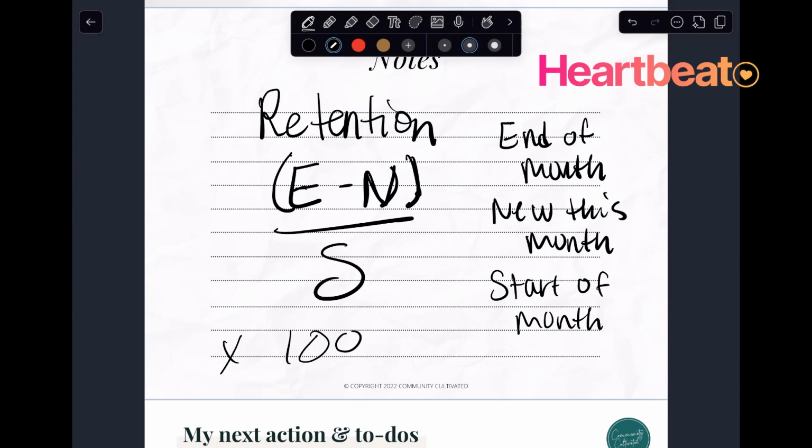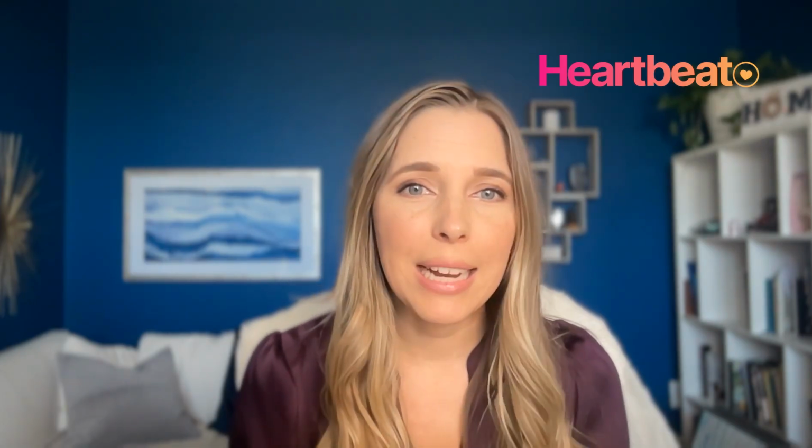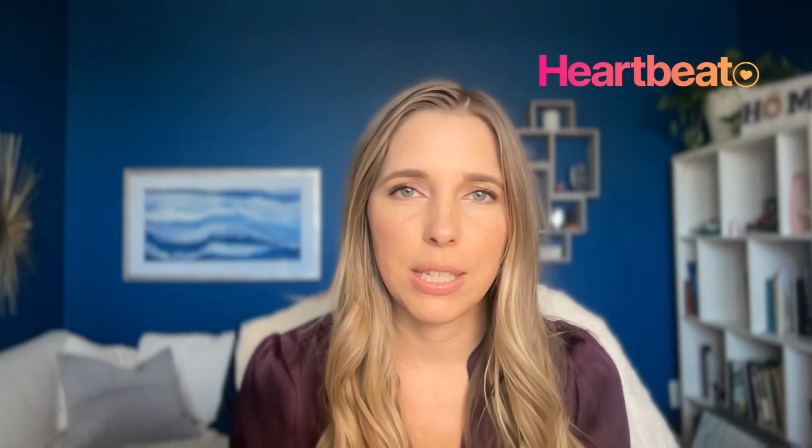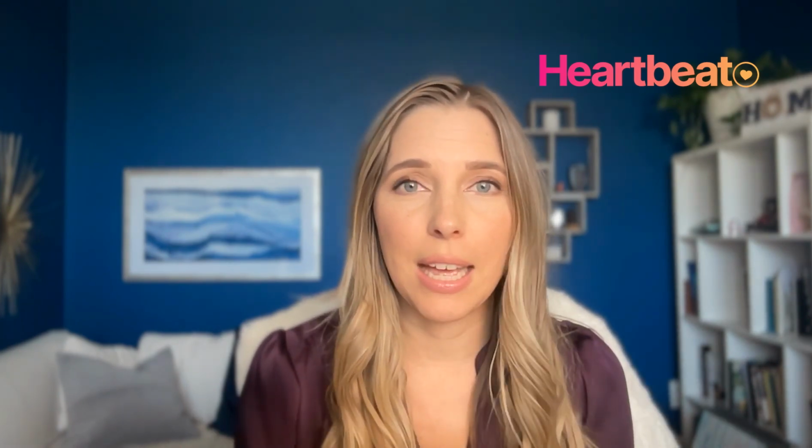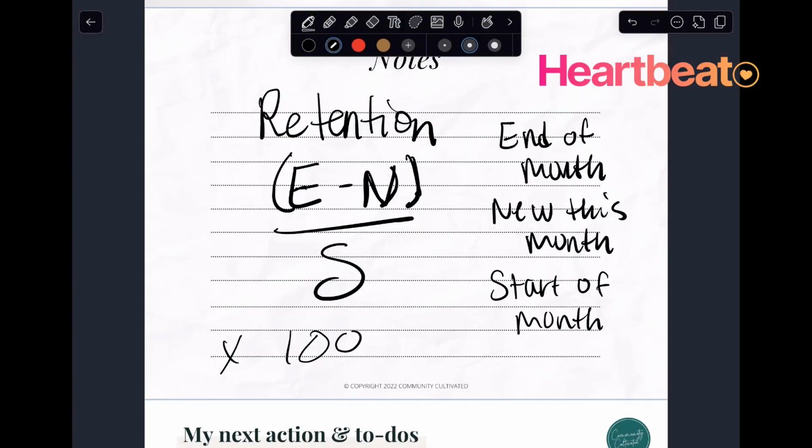So it's super simple. You're just going to take the number of members you have at the end of the month. You're going to subtract out the new members you got this month. And then you're going to take that new number and divide it by the number of members you had at the start of the month. That's going to give you a decimal, like 0.9, for example. And then you just multiply that times 100. So that's your retention rate, E minus N over S. Don't ever forget that because you need to be able to calculate it on your own.